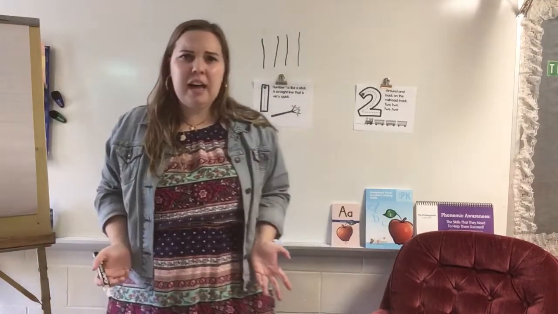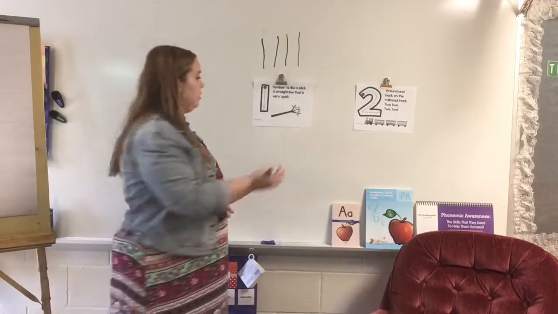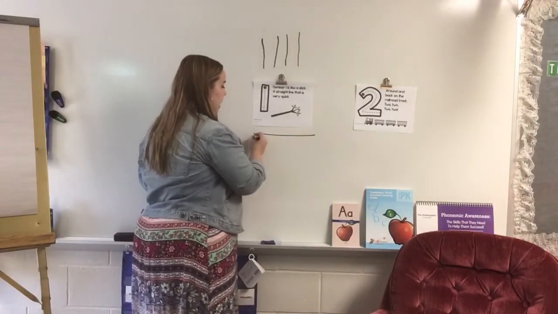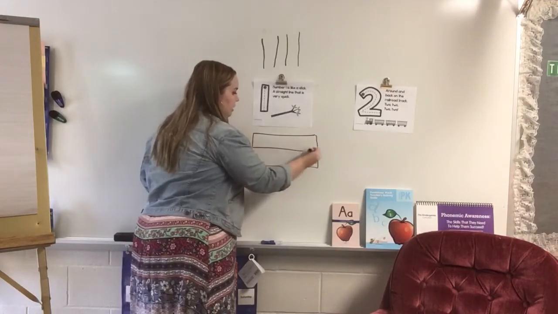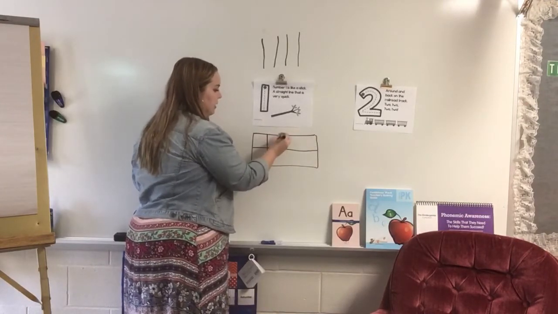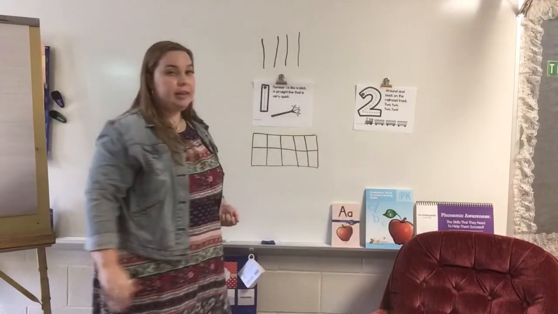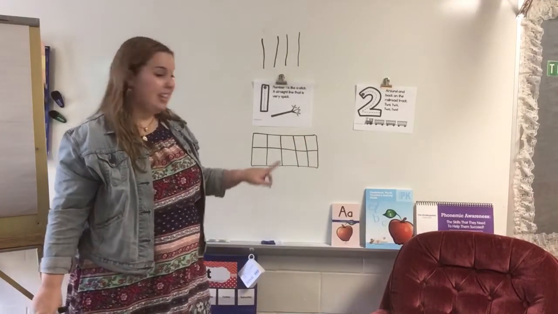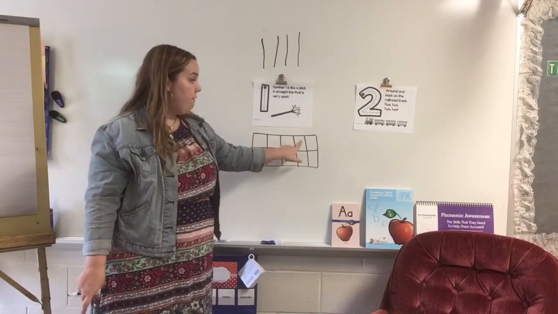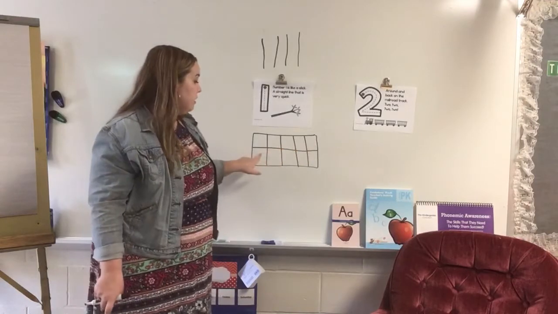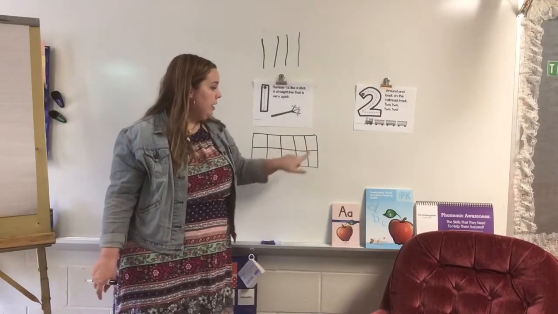We said there's lots of ways that you can show the number 1, and one of those ways is in what's called a 10 frame. And a 10 frame is a box that has 10 spaces. So let's check this one and make sure it's got 10 spaces. Let's count them. 1, 2, 3, 4, 5, 6, 7, 8, 9, 10.